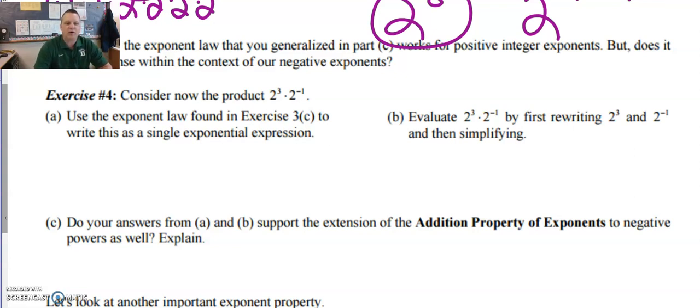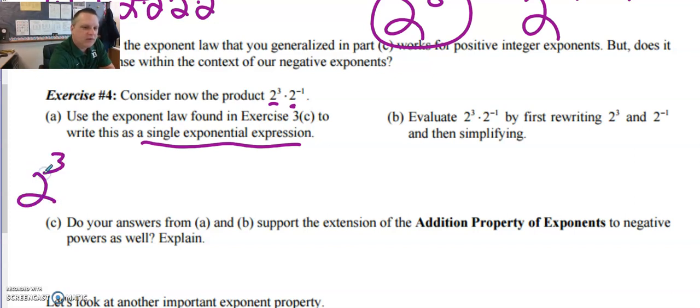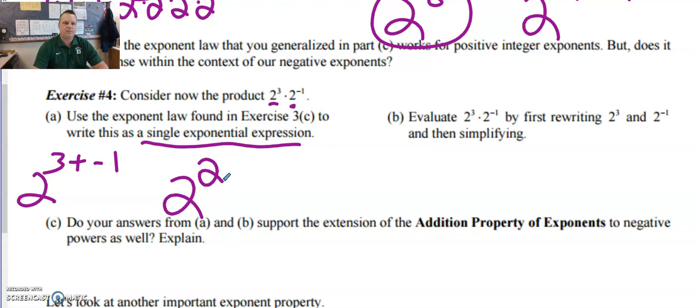Now, exercise 4, the product: 2 cubed times 2 to the negative 1. It's the same process. You're multiplying, and you have the same base. Just be careful of signs. So we want to write it as a single exponential expression, so again, as an exponent. So we have 2 to the third plus the negative 1, because it's the same base. So then we have 2 raised to the 3 plus negative 1, or just make that 3 minus 1, 2 squared. And that's it.